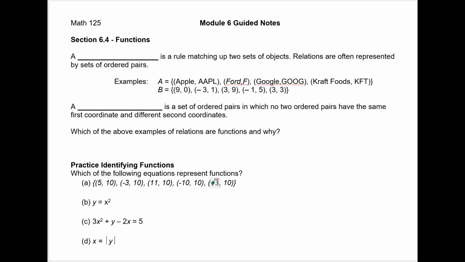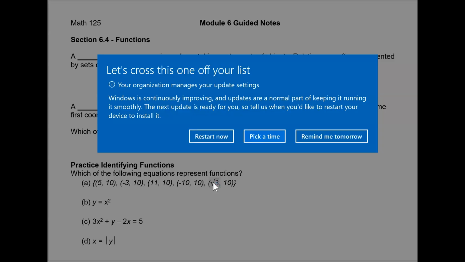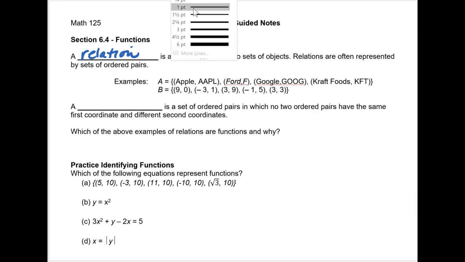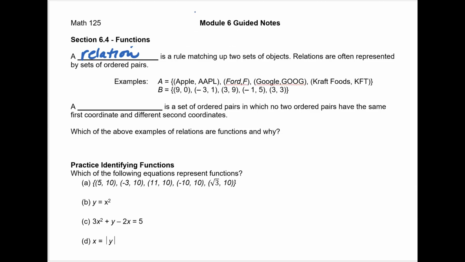Before we talk about all the different types of functions and what a function is, let's talk about what a relation is. A relation is a rule matching up two sets of objects. The reason we have to talk about what a relation is is because the definition of a function has relation as part of it. So we need to step back and talk about a relation first before we jump in and talk about what a function is. It's a rule that matches one set up with another.